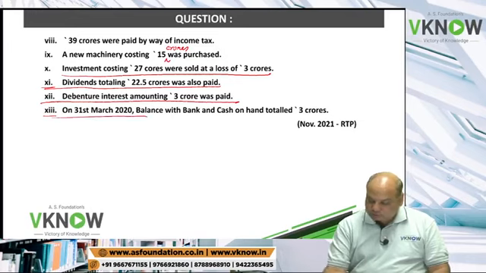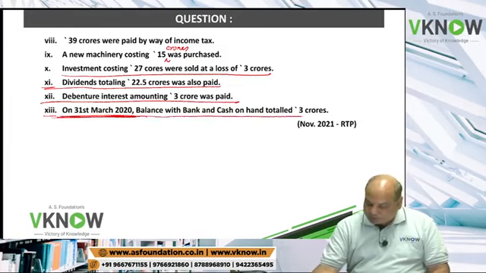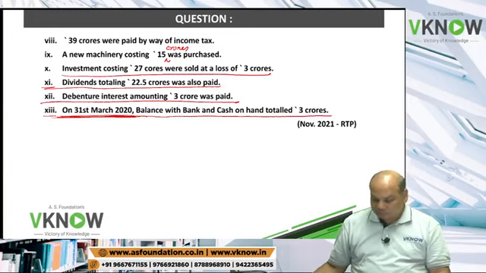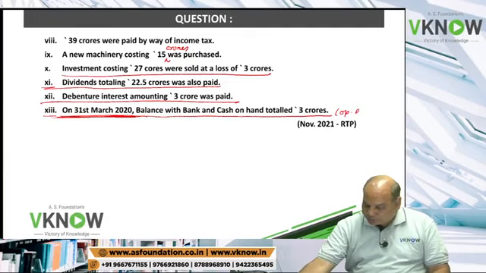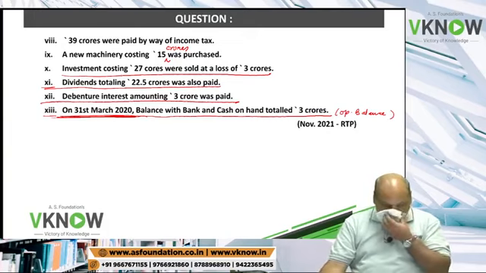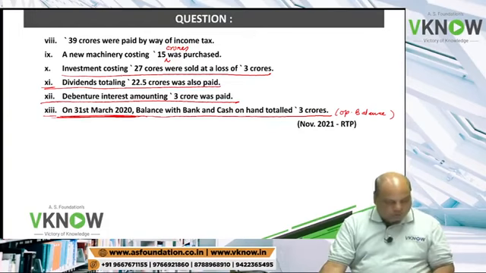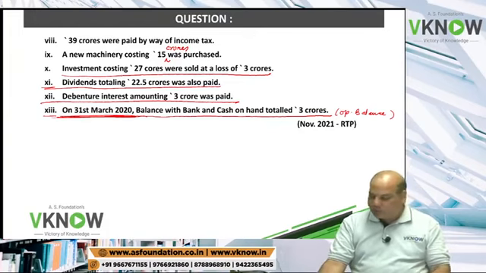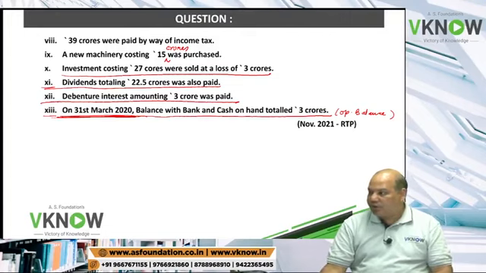Point 13: on 31st March 2020, balance with bank and cash in hand, this is the opening balance, totals rupees 3 crore. That is a very easy question. Similar questions have been asked in the exam also.